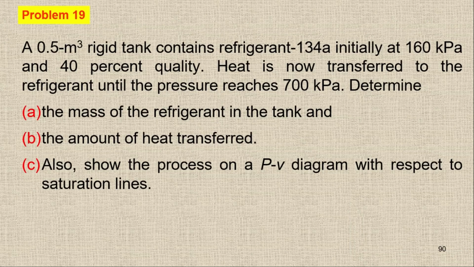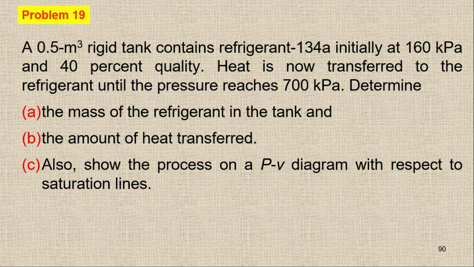Moving to the next question, here we have a 0.5 meter cube rigid tank. This is the initial volume, the complete volume, not a specific one. It contains refrigerant 134A, so we can use tables A11, A12, and A13. Initially, the container contains R134A at 160 kilopascal and 40% quality. It means the initial state is a vapor-liquid mixture, because the 40% quality, or x value, is given.